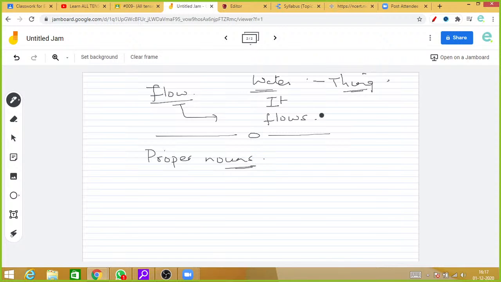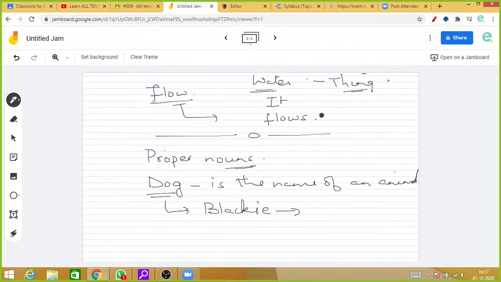Very good. So, for example, just to explain it further to Ganesh, dog is the name of an animal, right? So it is a common noun. But when you say the name of the dog is Blackie, then you are talking about a particular dog. So this particular dog's name is Blackie. So whenever you write Blackie, it has to become capital.